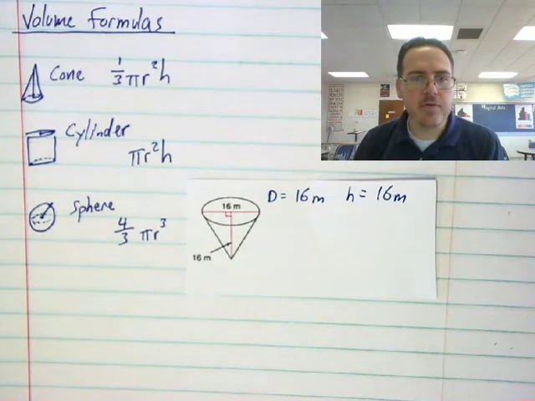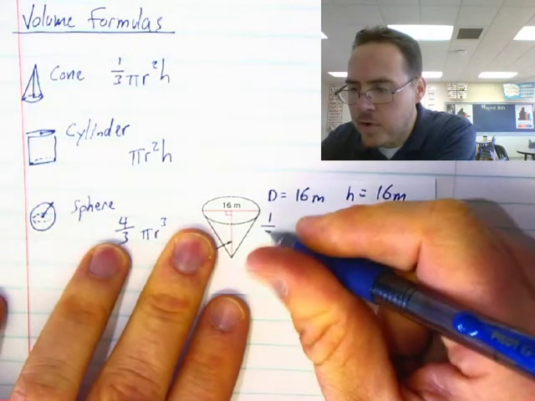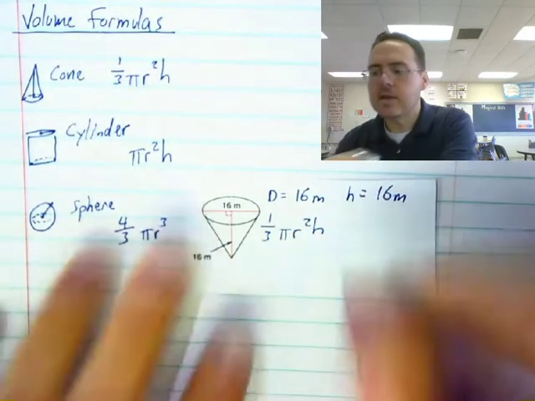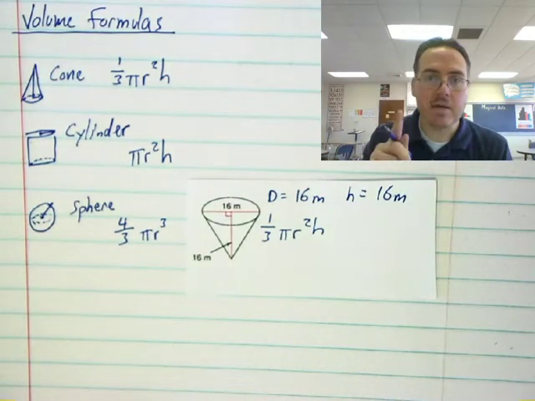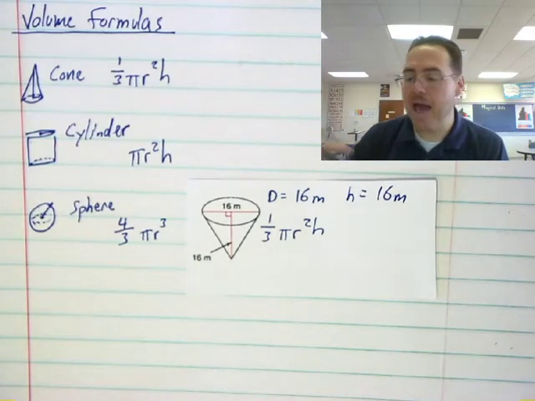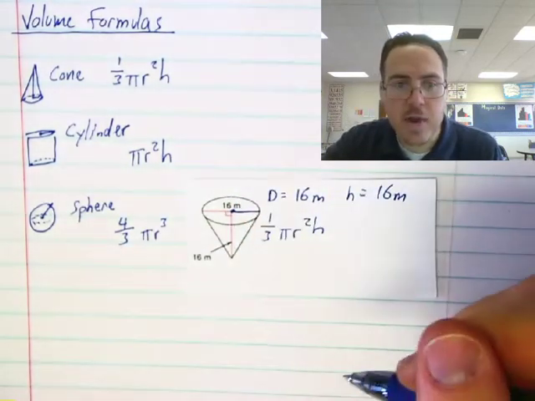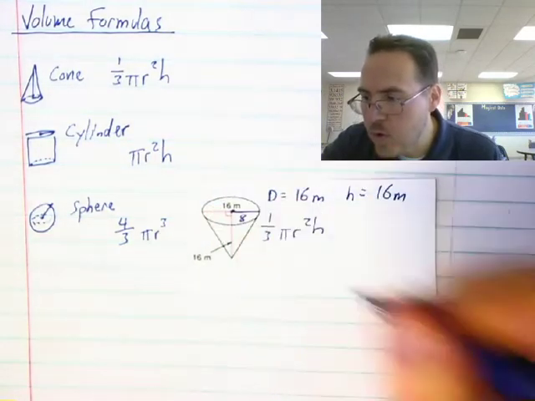Well, the formula for a cone is 1/3 pi r squared times the height. Thing is, they didn't tell me what the radius is, but I can figure out what the radius is if I divide the diameter in half. So from here to here is the radius. Half of 16 would be 8.